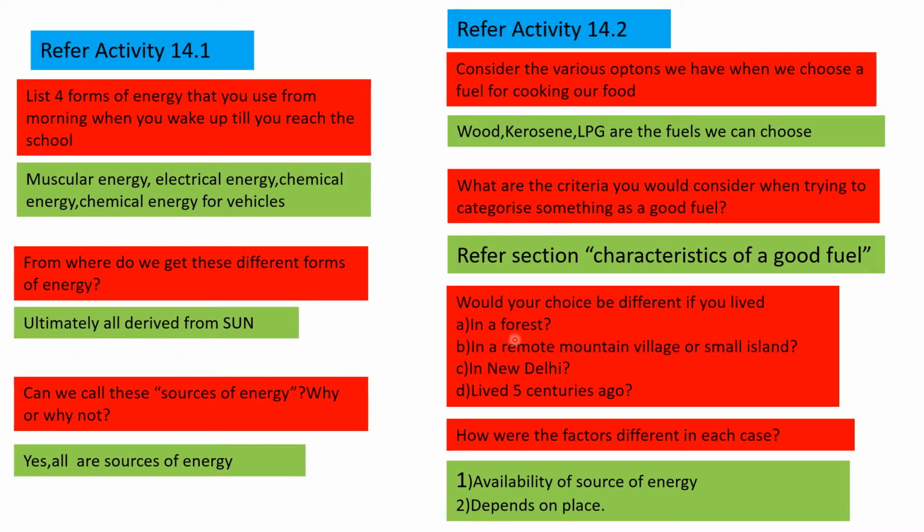So when you're in a forest, you would use wood. When you're in a remote mountain or an island area, you can use wind energy or water energy and convert it into electrical energy. If you're in New Delhi, of course, that means it's a city area. So in cities, we use LPG. If you lived 5 centuries ago, there were probably only two choices that we could have used. That is either wood, because it was all forest, or solar energy. So this could have been our choice when we lived 5 centuries ago.